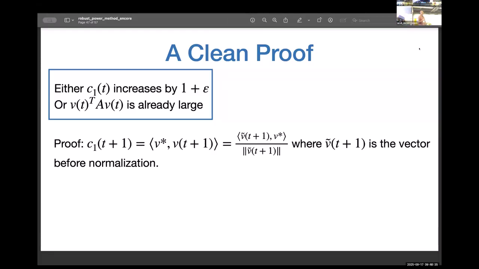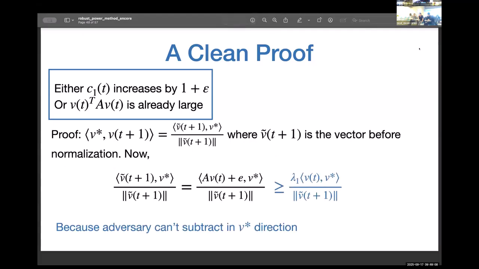This might be a little bit math heavy, sorry about that. So right, what is the progress? What is the mass in the top direction at time t plus 1? Well, I take the inner product with the top direction, by definition. Now, what is this vector? It's actually a normalized vector. I did power method and I normalized it. So this vector v tilde is the vector I had before I normalized it. Everything is exact so far. This is just what our method is doing.